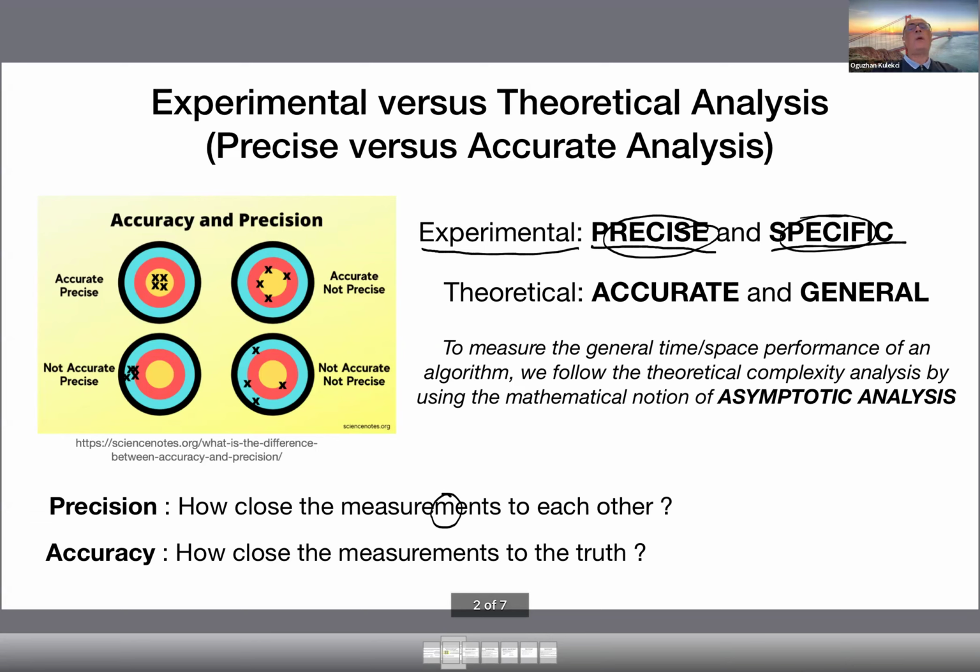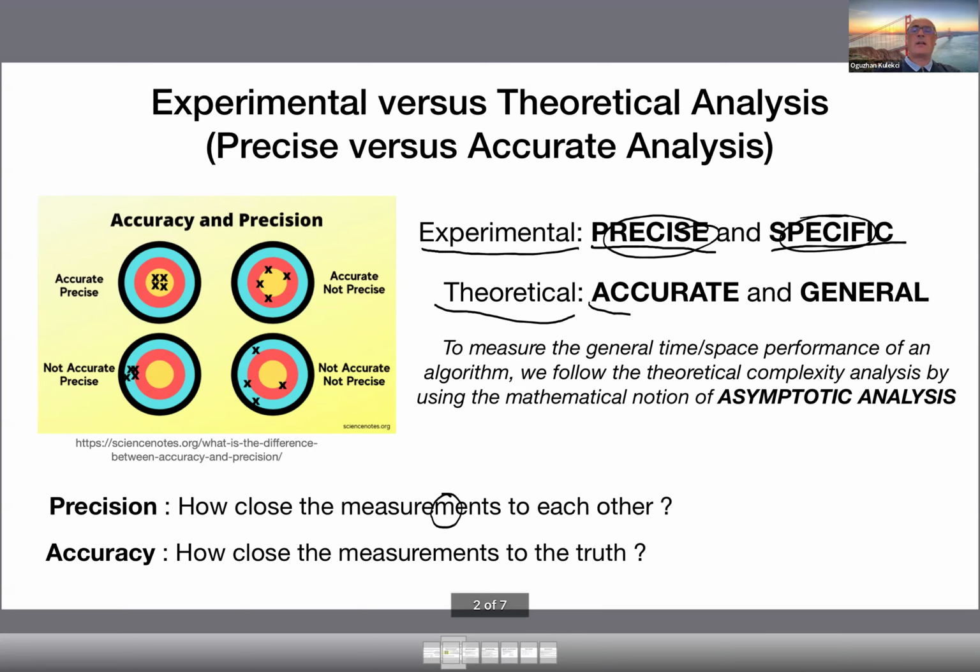On the other hand, if you make a theoretical analysis, which means I don't want to be specific to the implementation, I don't want to be specific to the computer, and I don't want to be specific to the input, I want a general answer for the efficiency of my algorithm.